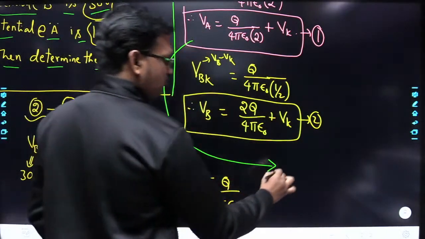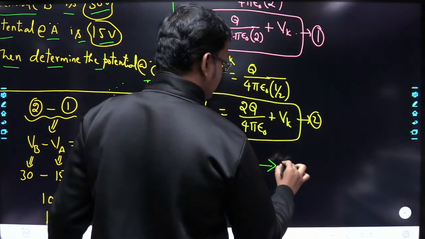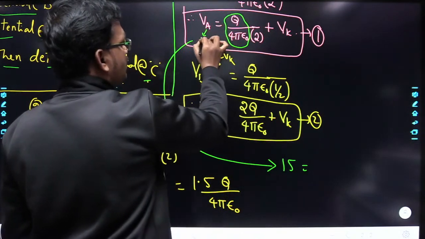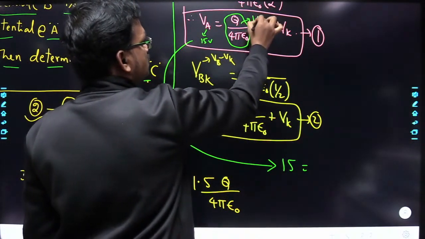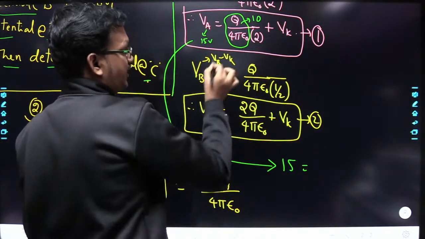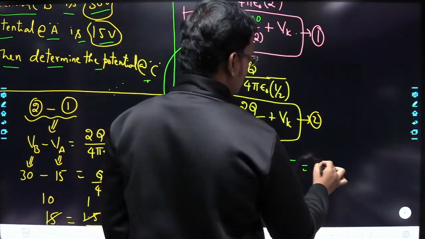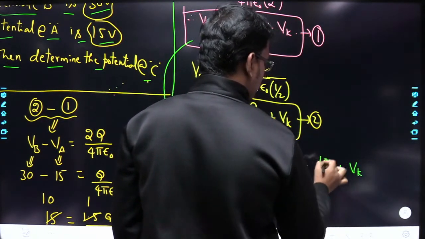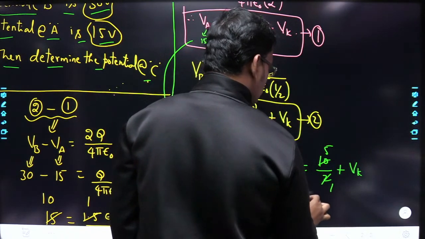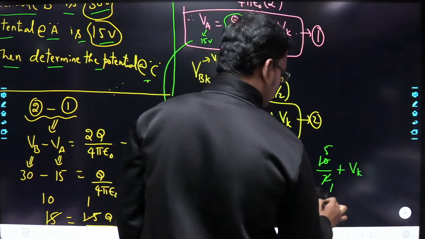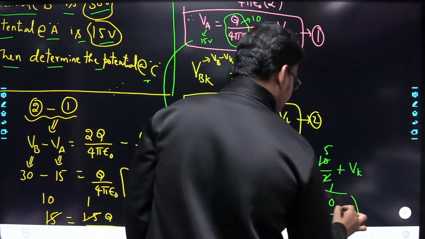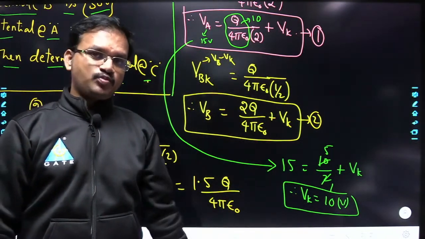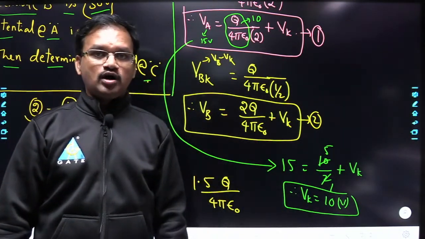Now VA is nothing but 15 volts, so that is equal to Q by 4 pi epsilon naught. VA they have given as 15 volts. Q by 4 pi epsilon naught we have just calculated, that is 10. So 15 is equal to 10 divided by 2 plus Vk. So 2 ones and here 2 fives. Therefore Vk is equal to 15 minus 5, that is 10. So the reference potential in this case is 10 volts.